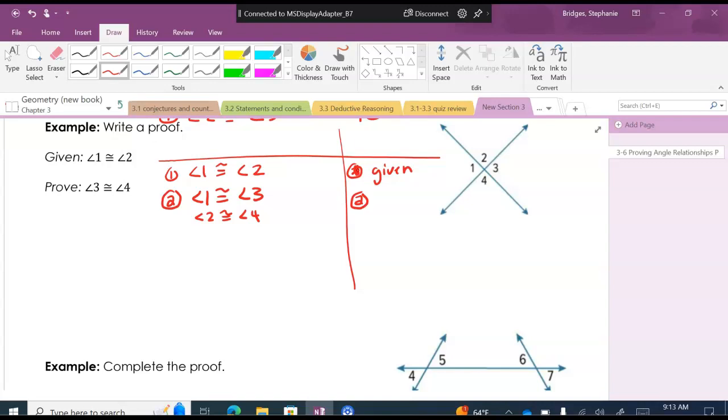Vertical angle theorem. Or you can just say vertical angles are congruent. We'll go vertical angle theorem. Okay, and I'm abbreviating. Vertical angle theorem. Or you could just say that vertical angles are congruent.